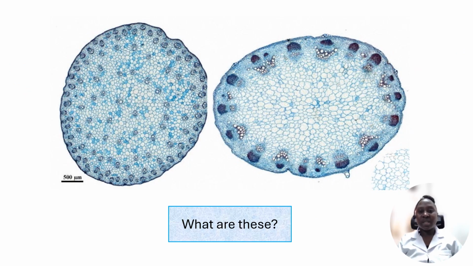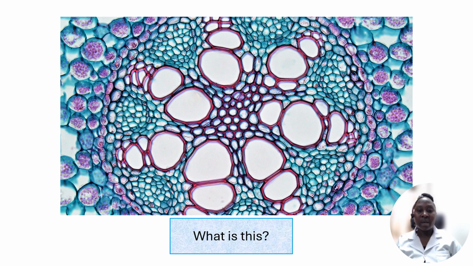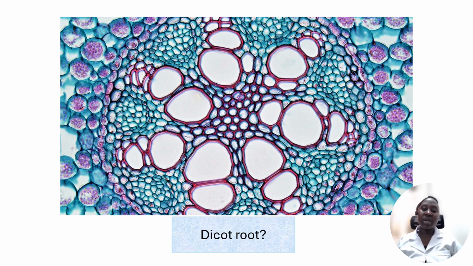So, what are these? Remember, those are monocot stem and dicot stem. Why? Because in monocot stem, the vascular bundles are scattered throughout the ground tissue, and in dicot stem, we expect the vascular bundles to be arranged around a distinct ring. And that one, that is obvious, a star shape. We said the star shape is for a dicot root, where this star is a xylem, and in between the xylem we find the phloem.